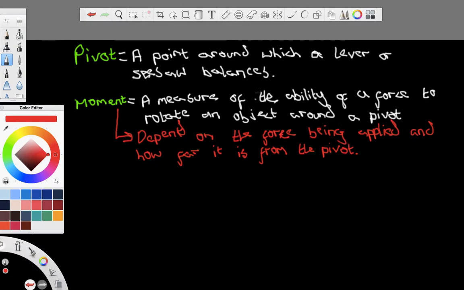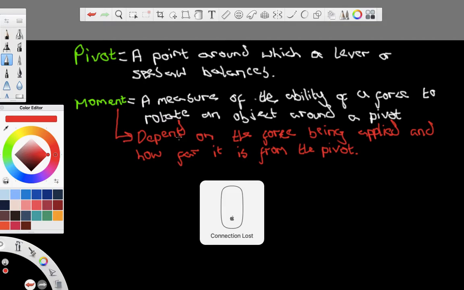So a pivot is a point around which a lever or a seesaw balances, and a moment is a measure of the ability of a force to rotate an object around a pivot. The moment depends on the force being applied and how far it is from the pivot.